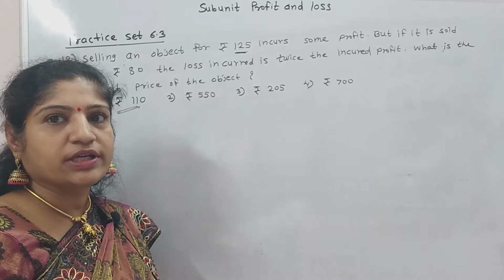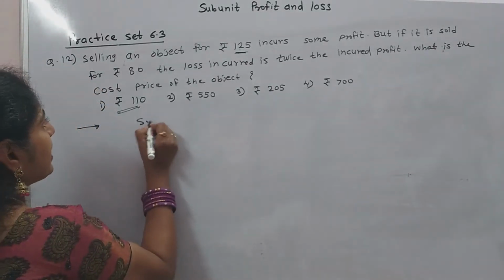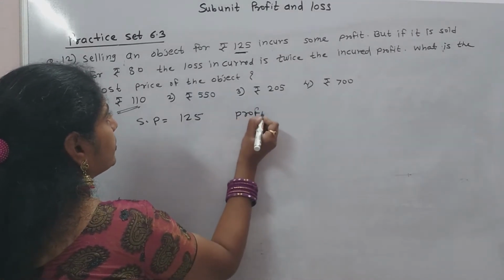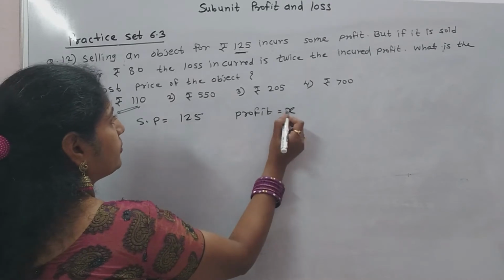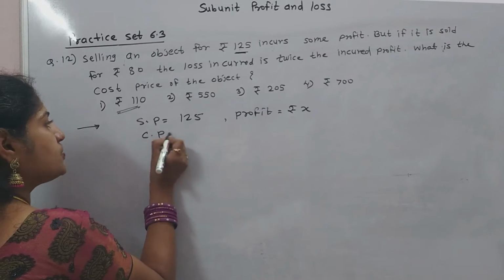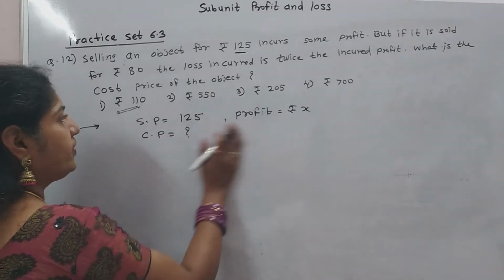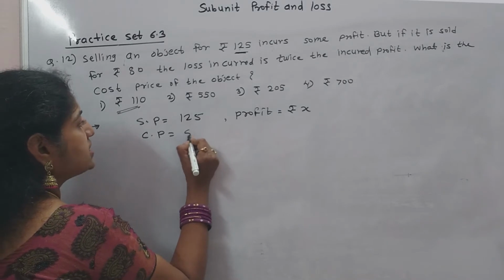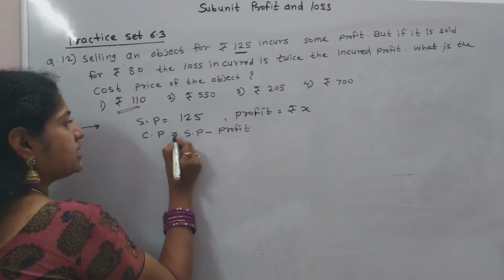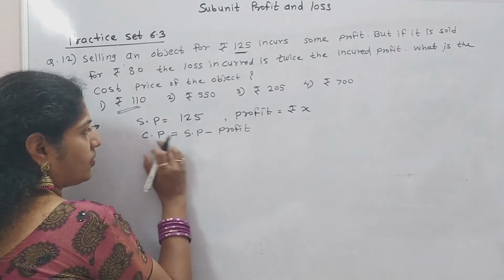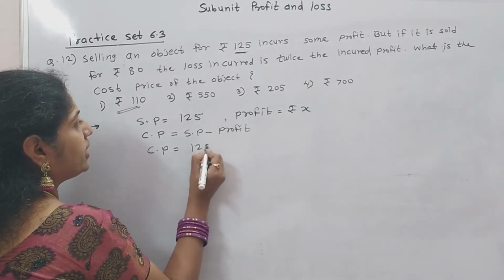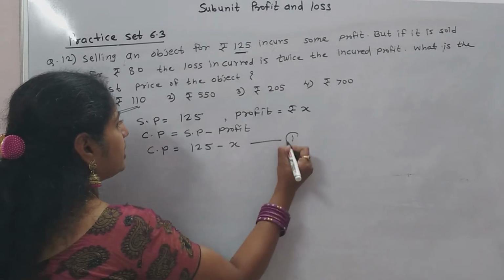But we have to solve it now. Selling price 125 and suppose profit equal to x. In the first case, profit equals rupees x. We have to find the cost price. If there is a profit, then cost price is equal to selling price minus profit. Cost price equals selling price minus profit, so cost price equals 125 minus x. This is equation number 1.